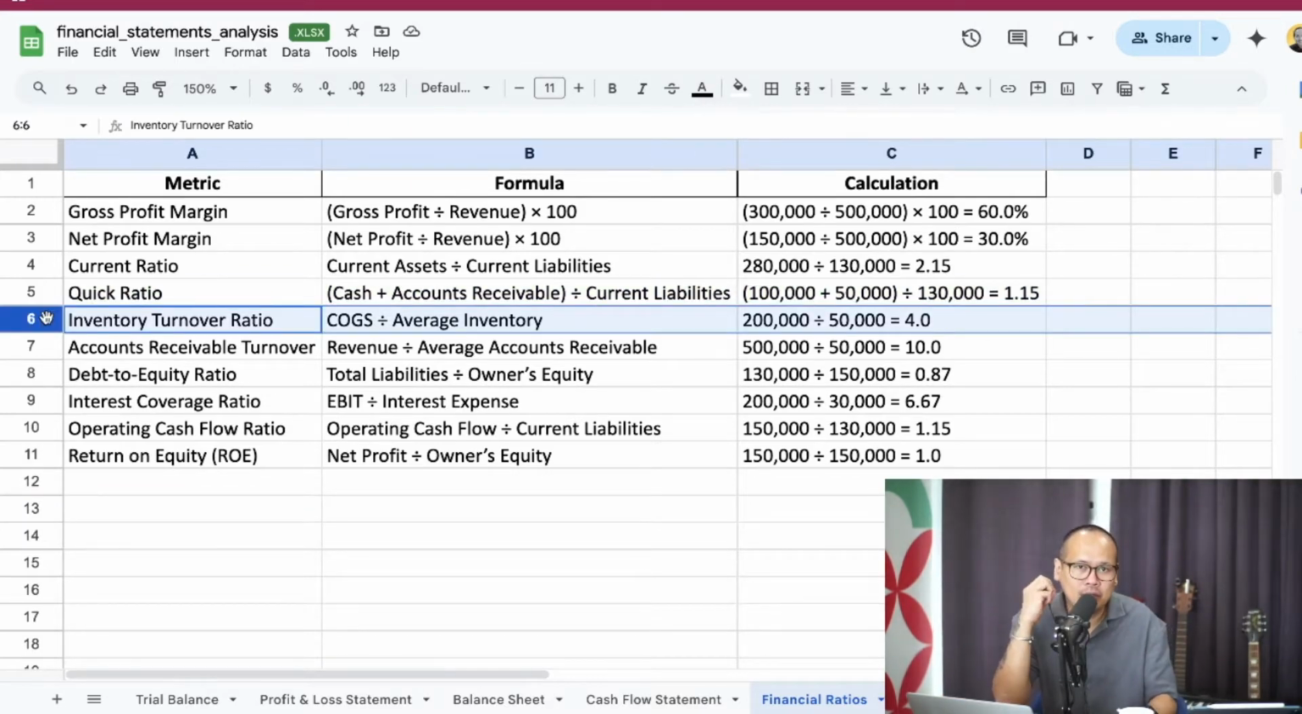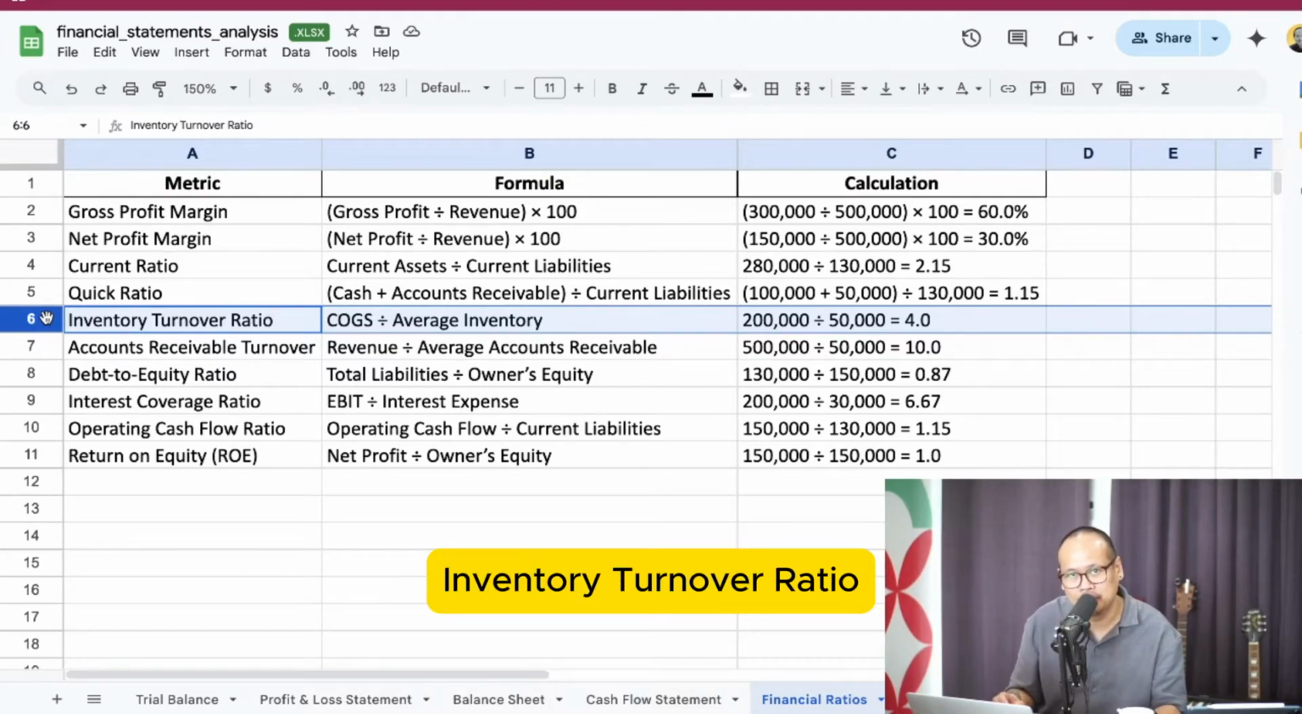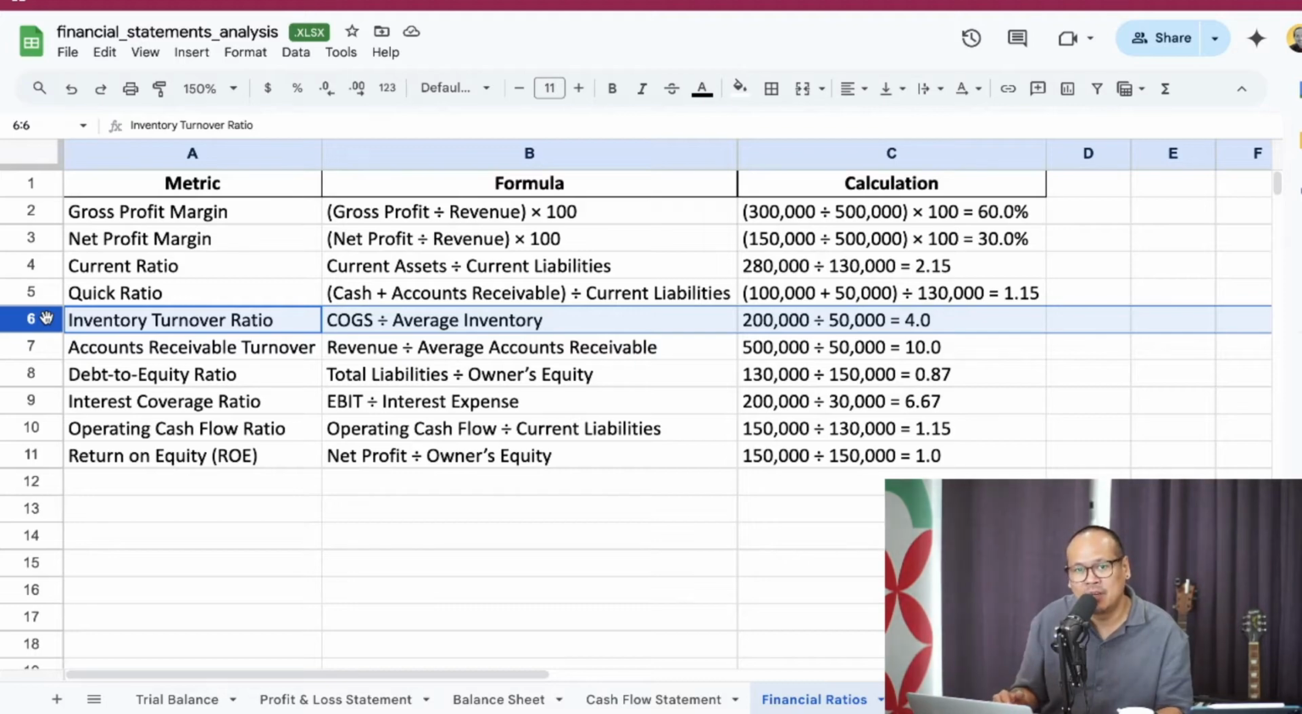So now let's talk about efficiency ratios. How well do you manage your assets? Start with the inventory turnover ratio. The formula is cost of goods sold divided by average inventory. In this example, our COGS, or cost of goods sold, is 200,000 and our average inventory is 50,000.